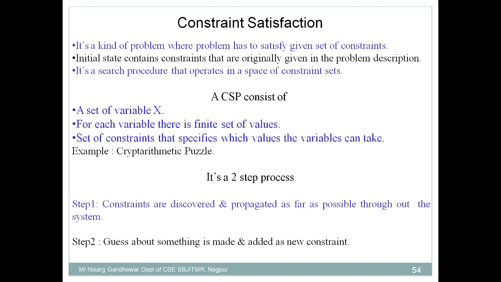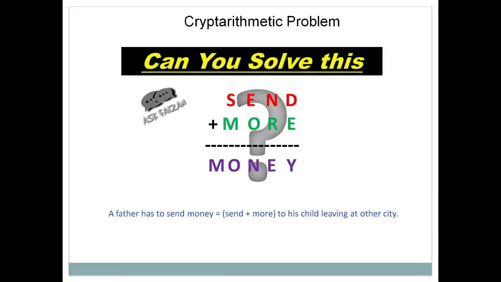This constraint satisfaction problem can be solved in two steps. Step 1 is propagation of constraints, and the second one is making a guess about values. These are the two steps that we use to solve a constraint satisfaction problem, and here we are considering the cryptarithmetic puzzle. Now let's take a simple, very famous example: SEND plus MORE equals MONEY.